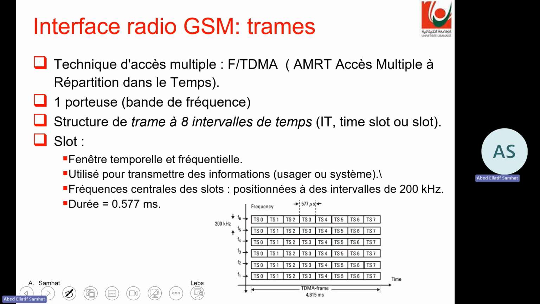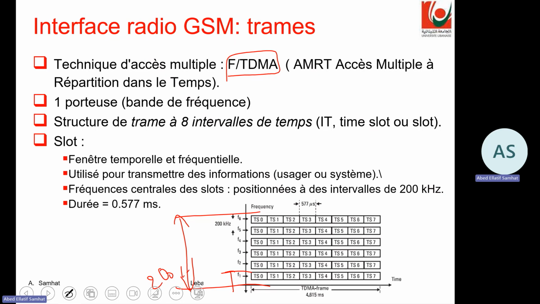In GSM, the radio interface is FTDMA, frequency time division multiple access, which means that the spectrum is divided into different frequencies. The bandwidth of each frequency is 200 kilohertz. And then at each frequency, we have a TDMA with a frame structure of time slots. The frame has 8 time slots, from TS0 until TS7.